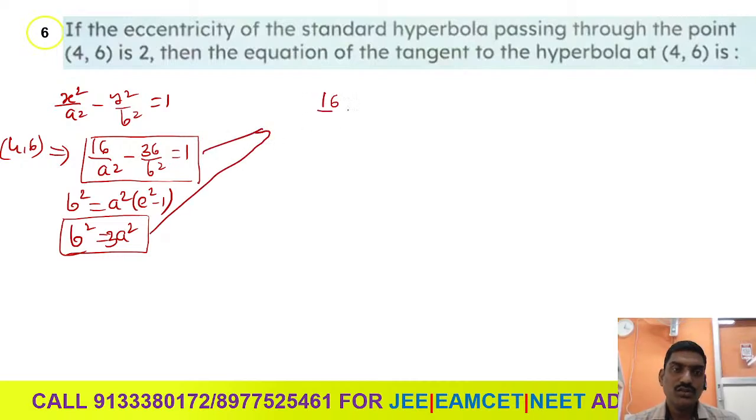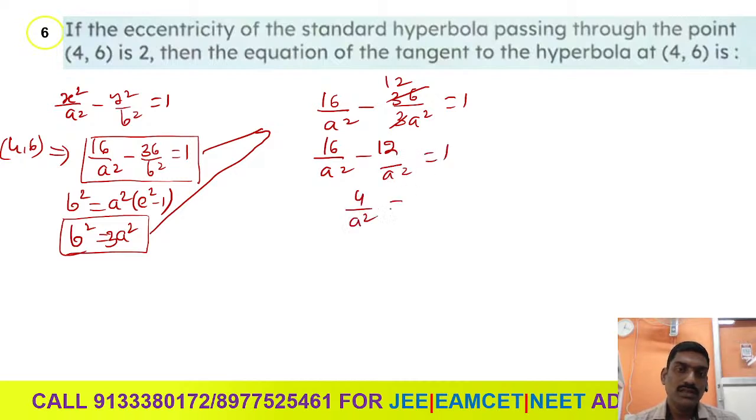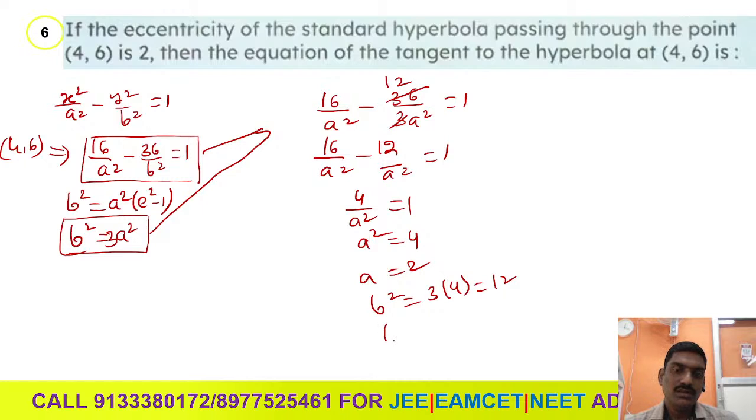We get 16 over a square minus 36 over 3a square is equal to 1. 3 times 12 is 36. So 16 over a square minus 12 over a square is equal to 1. Then 4 over a square is equal to 1. a square is equal to 4, a is equal to 2. When a is equal to 2, b square is equal to 12, then b is equal to the square root of 12, which is 2 times the square root of 3. So we got the a value as well as the b value.